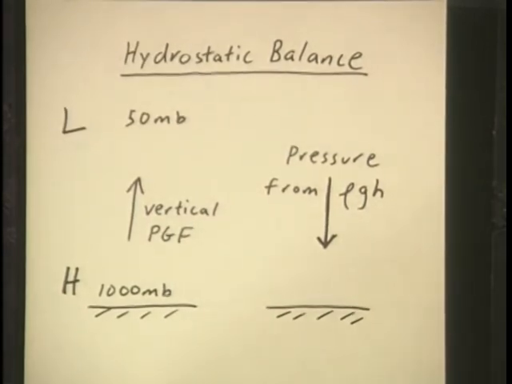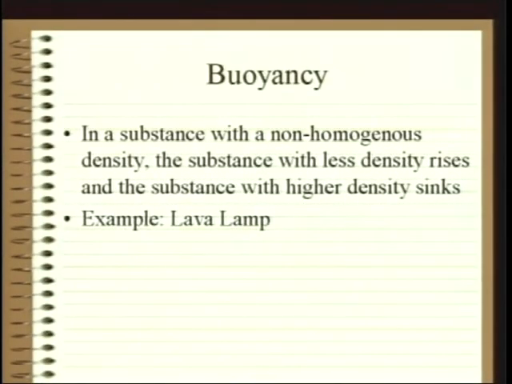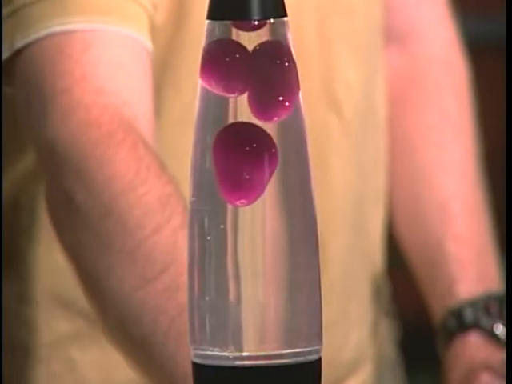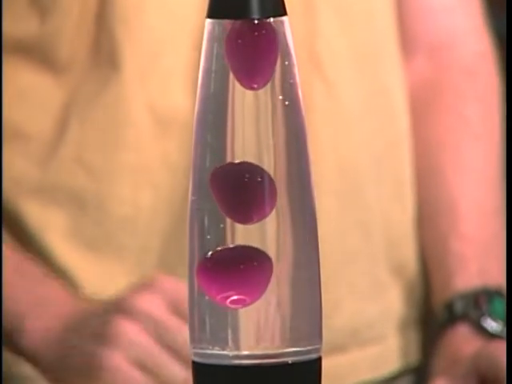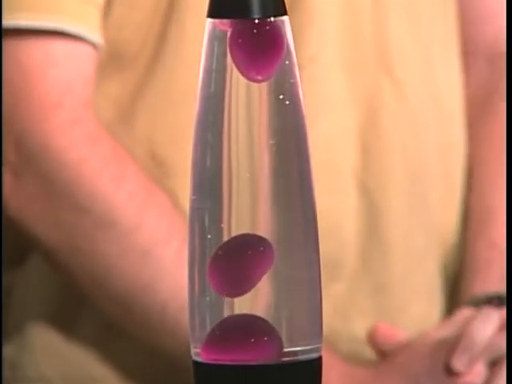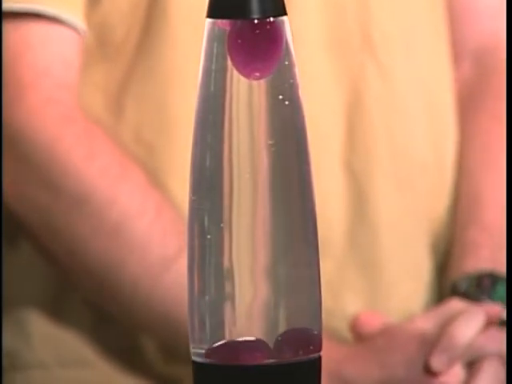Next, we'll go over the concept of buoyancy. In a substance with a non-homogeneous density, the substance with less density rises, and the substance with the higher density sinks. An example of this is a lava lamp. So what we're going to do now is I have a lava lamp here that I brought with me, and we're going to zoom in close on this lava lamp, and I'm going to go over some processes that are occurring in this lava lamp.